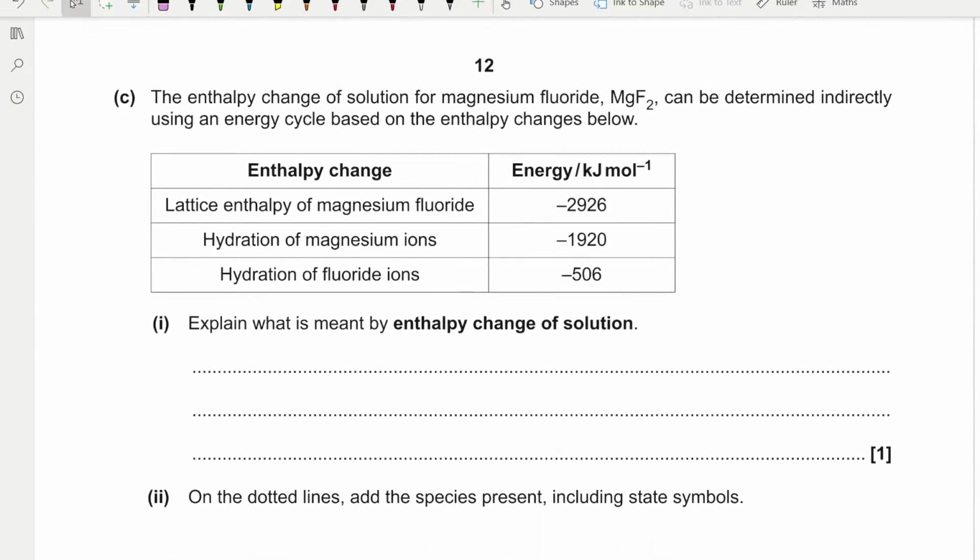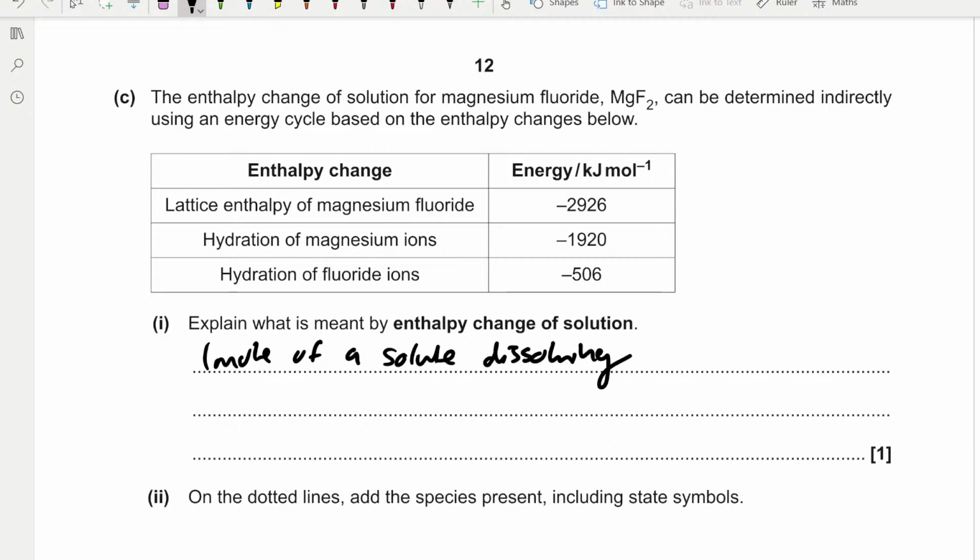Part CI. The enthalpy change of solution for magnesium fluoride, MgF2, can be determined indirectly using an energy cycle based on the enthalpy changes below. So we're given the lattice enthalpy of magnesium fluoride, the hydration of magnesium ions, and the hydration of fluoride ions. Explain what is meant by the enthalpy change of solution. So enthalpy change of solution is the enthalpy change for 1 mole of a compound, or you could say solute, dissolving. That's literally all it is.